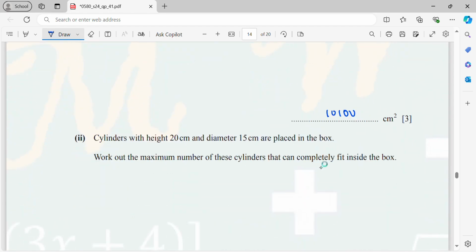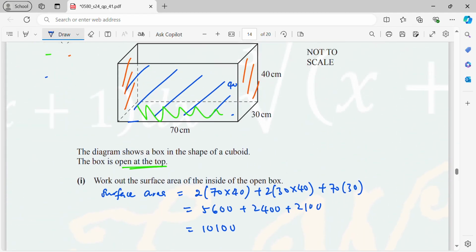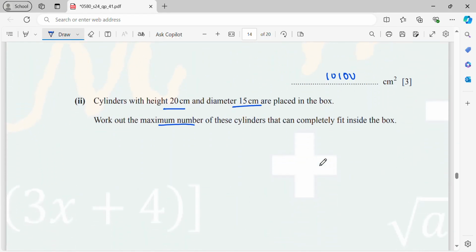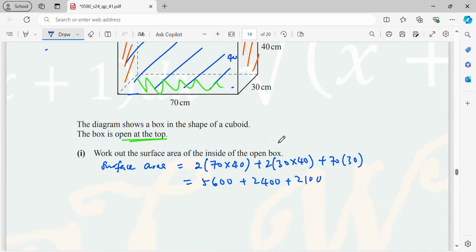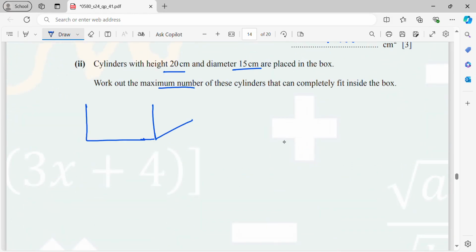Now cylinders with height 20 centimeters and diameter 15 centimeters are placed in the box. Work out the maximum number of these cylinders that can completely fit inside the box. Right, so now here, cylinder, okay, look at here. 70, 30, and 40.